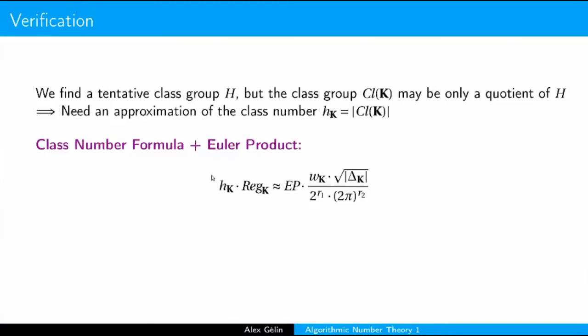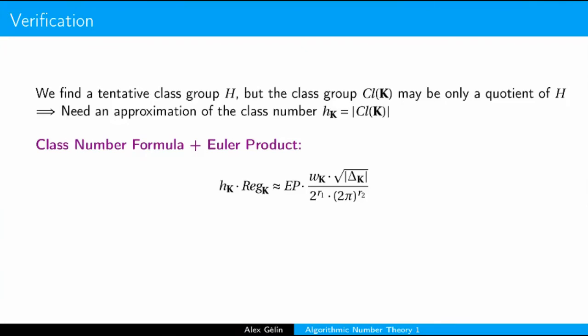Yes, not quite a simple formula, and I have hidden the worst part because here I have an Euler product. So it's just a product, an infinite product, that you can approximate using its prime ideals of small norm. But this is actually a good enough approximation of the residue of the Dedekind zeta function associated to the number field.